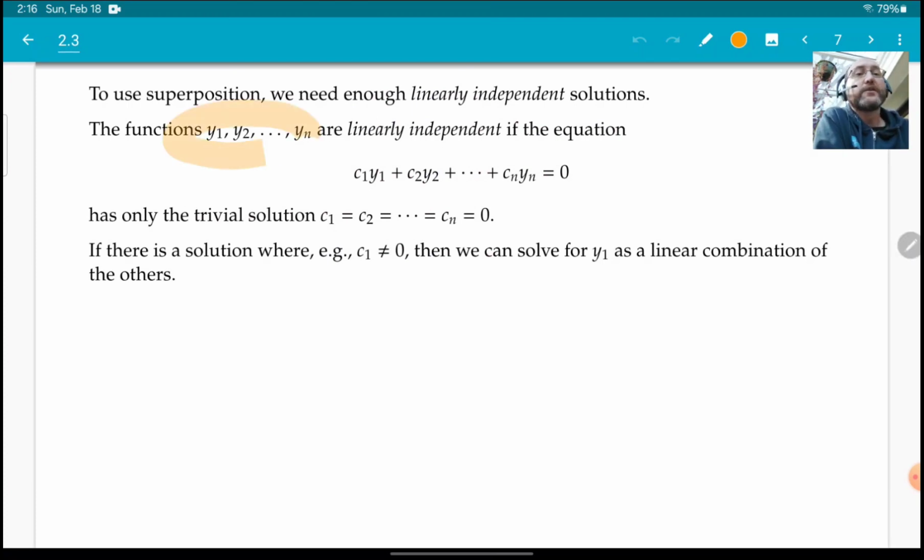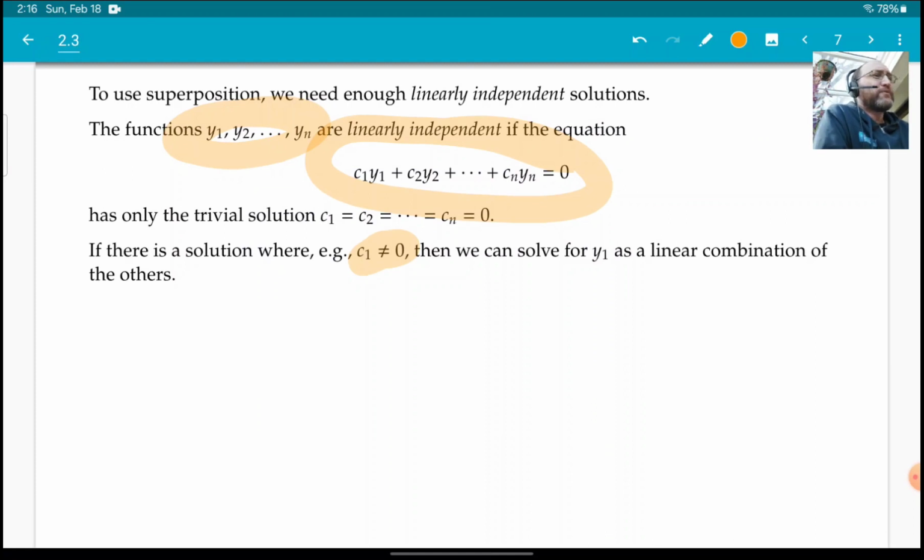Because y1 through yn are functions of x, right? So now if you can find a different solution, let's suppose that c1 is non-zero. Then I could just divide both sides of that equation by c1, and then I could solve for y1 as a linear combination of the others.